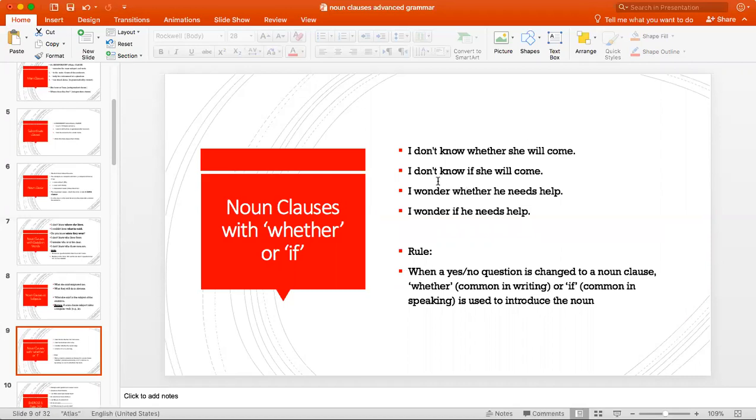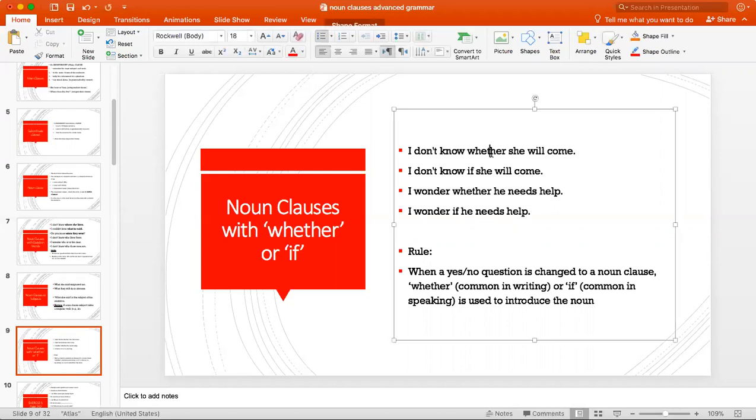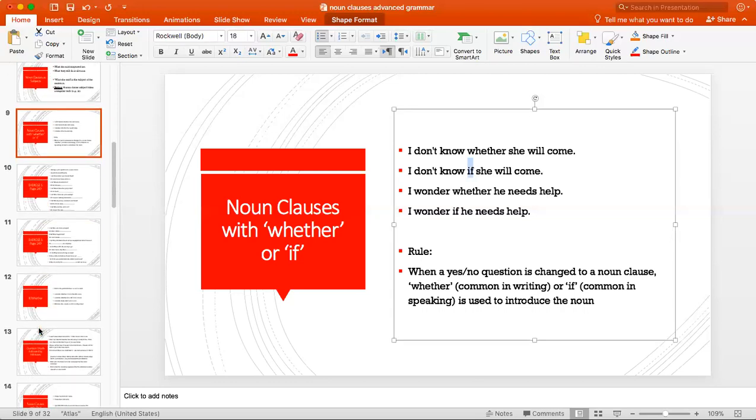So I don't know whether she will come. Originally, this was will she come? So I don't know whether she will come. I don't know if she will come. So whether is usually used in written English, and if is usually used in spoken English. I wonder whether he needs help. I wonder if he needs help. So this is the rule: we use whether or if when we originally have a yes no question.